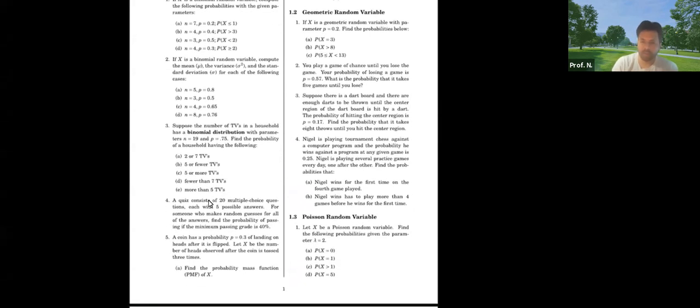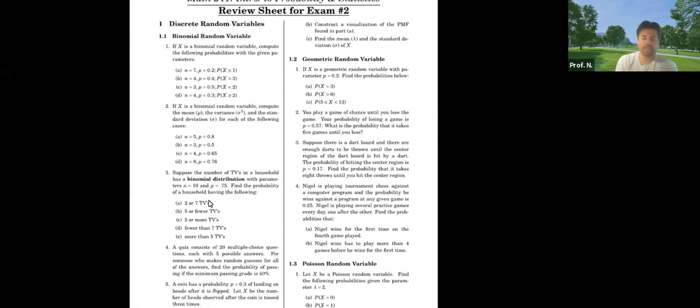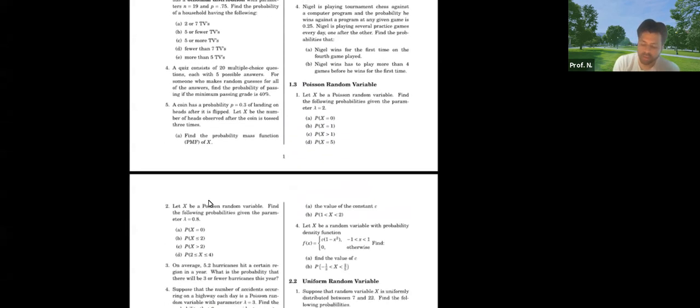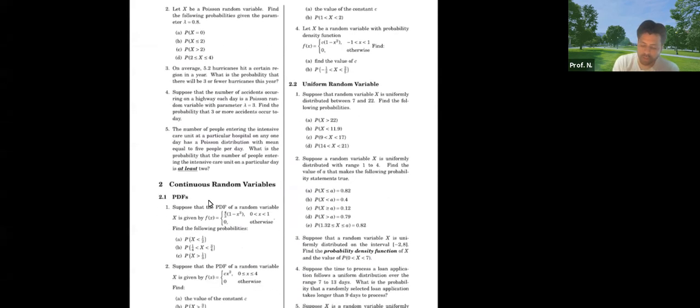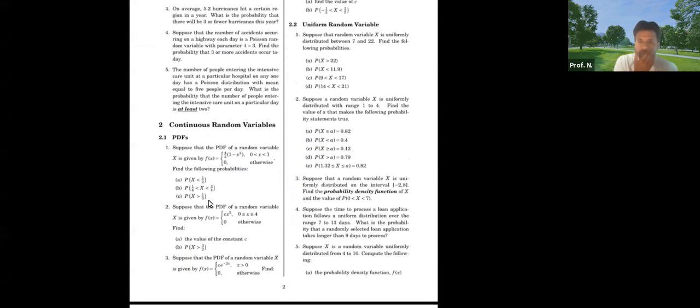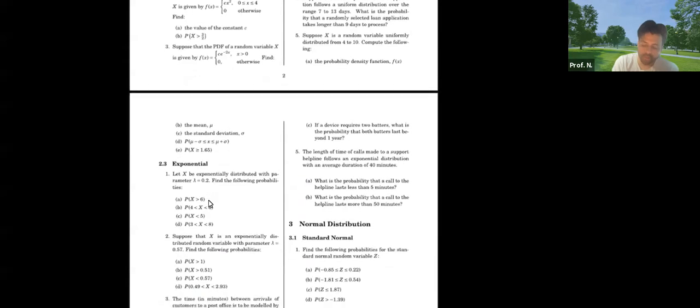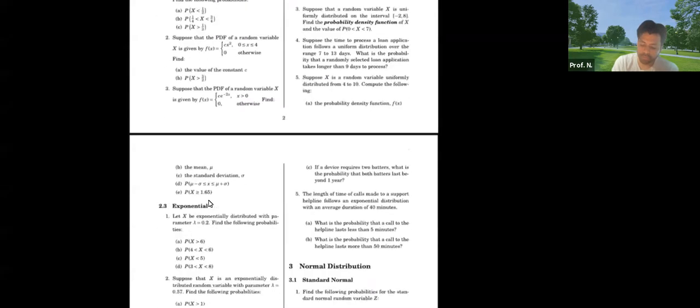So we're going to be covering several things. The first major topic here is discrete random variables. We're going to deal with the binomial, the geometric random variable, and the Poisson. Those are the three main discrete random variables that will be tested. Number two, of course, is the continuous random variables. In particular, I want you to understand the probability density functions, and then specifically the uniform random variable and the exponential.